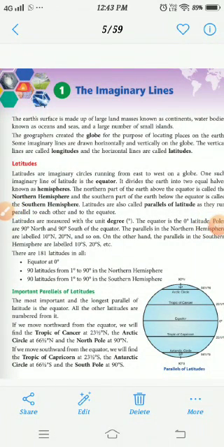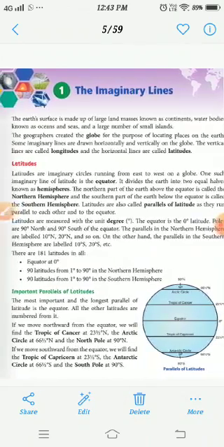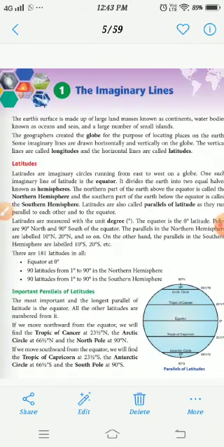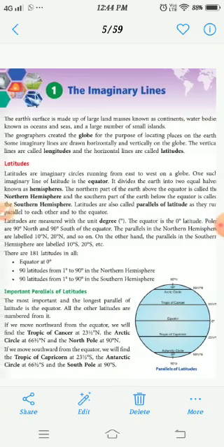Today I am here to explain to you the first lesson of grade 5 social studies subject, the imaginary lines. The earth's surface is made up of large land masses known as continents, water bodies known as oceans and seas, and a large number of small islands. The geographers created the globe for the purpose of locating places on the earth.